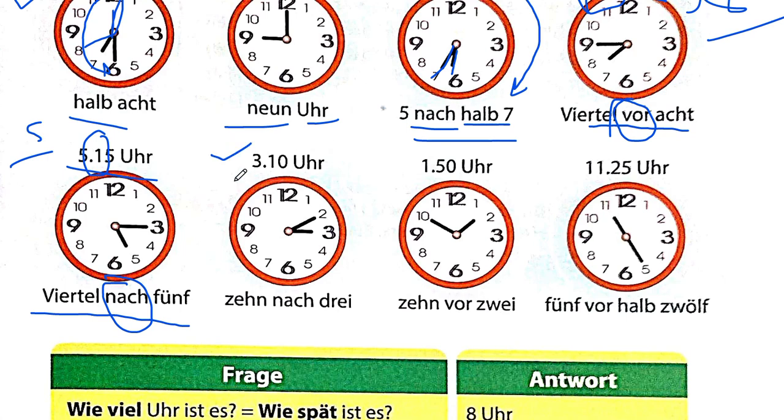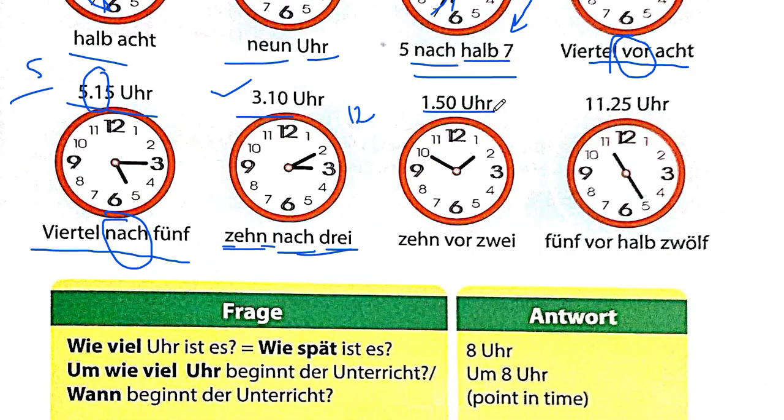Next we have 3:10. How to do this? 10 nach 3. What does this mean? 10 after 3. 10 minutes after 3. So similarly, if it was, let's say, 12, what would you say? You would have to say 12 nach 3. Okay? Now 1:50. This is really close to 2 o'clock.